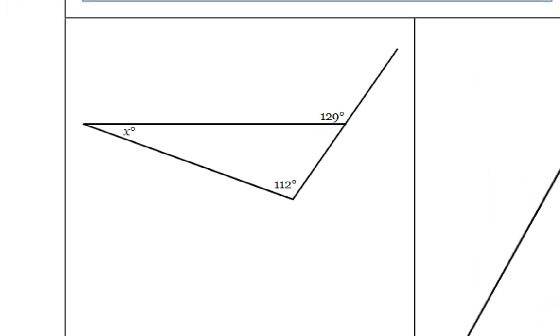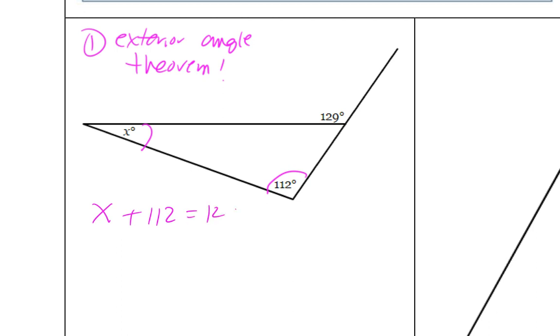All right, so keeping that in mind, let's get right into some practice. So on this one, they need to solve for x, right? So if we're going to think about solving for x, we're going to use the exterior angle theorem. So to do that, we're going to say this plus this, x plus 112, equals the opposite one. Because it's not this angle, it's the opposite. So this one and this one equal this one. So we can say x plus 112 equals 129.